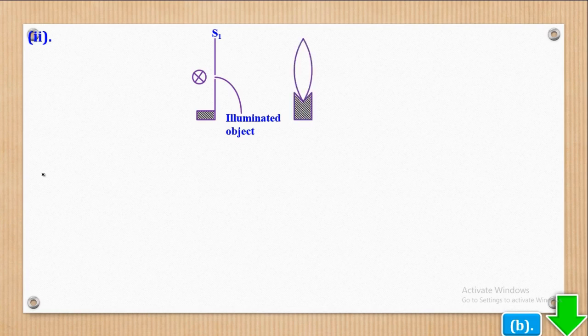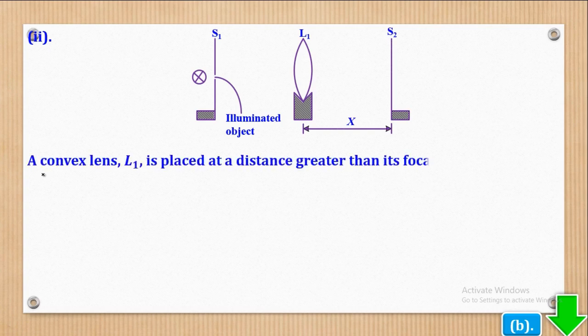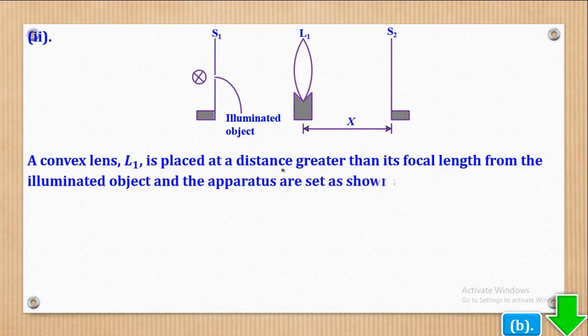Then we shall have here a converging lens, or a convex lens. Then we have an image screen on that side, which is S2. So for that setup, we shall say that a convex lens L1 is placed at a distance greater than its focal length. Note this phrase, greater than its focal length. The reason is to produce a real image. This has to be there, because if it is less than the focal length, the image will not be real.